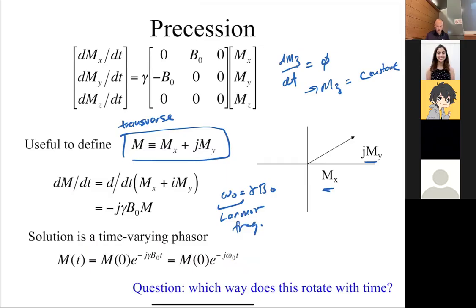Okay, so the question is, which way does this rotate with time? There's two options. It can either rotate clockwise or anti-clockwise. Let's say time is greater than 0. Which way is this going to go? Is it going to go clockwise or anti-clockwise? Clockwise, right, because the angle is getting more negative.